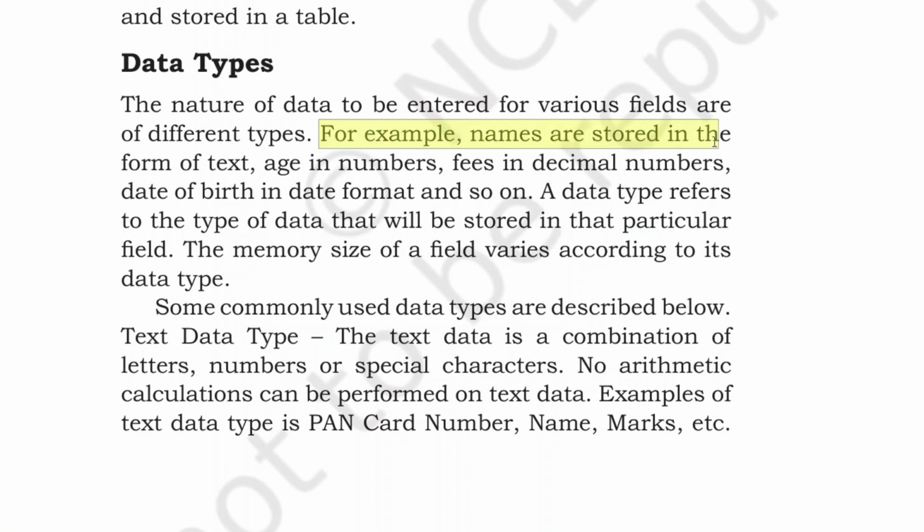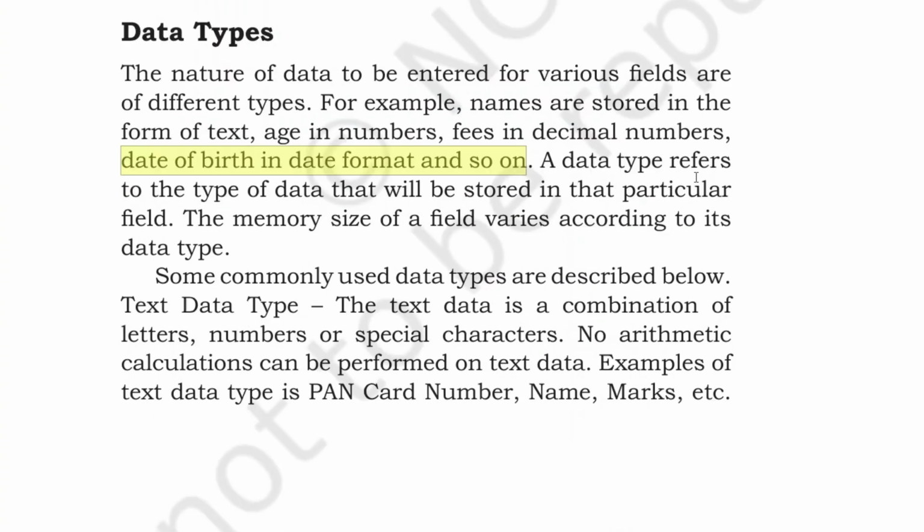For example, names are stored in the form of text, obviously, and age in numbers. If we have to enter fees or marks of the student, that will be in decimal numbers, and date of birth in date format. So in a database, when we are creating tables, we enter different types of data, and according to that the data is categorized in different types of fields. Data type refers to the type of data that will be stored in that field, and the memory size of the field varies according to its data type. Some data types take less memory and some take more.